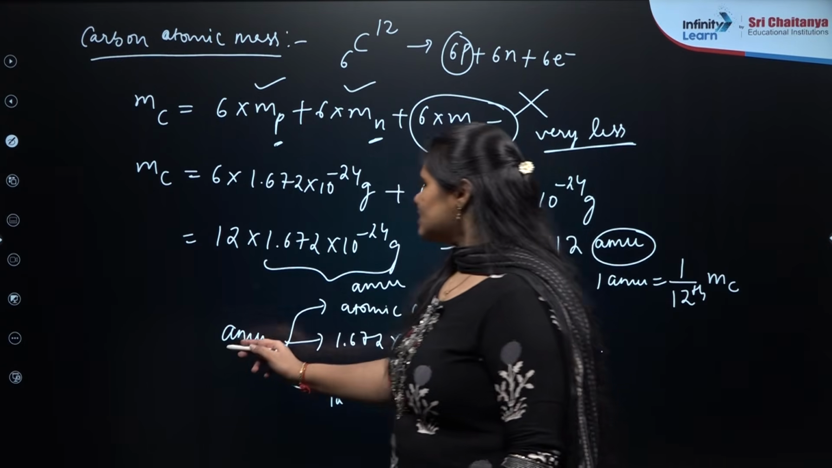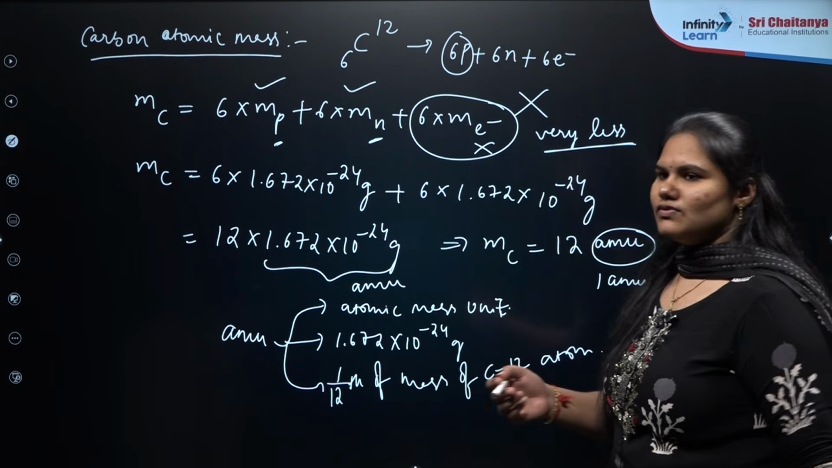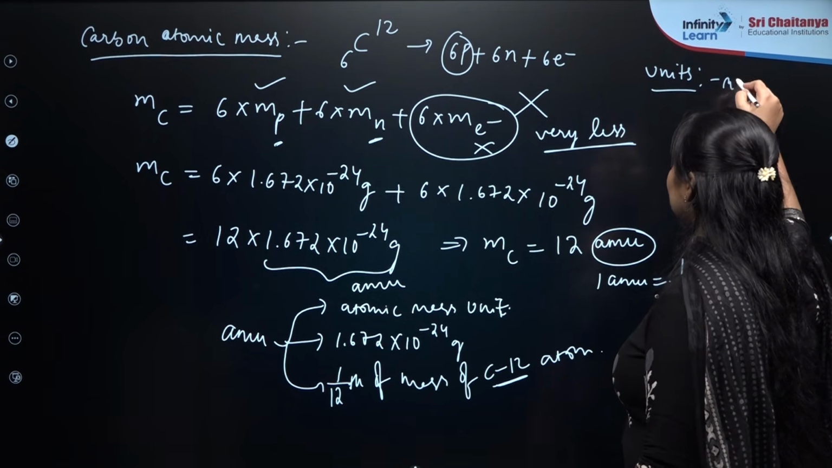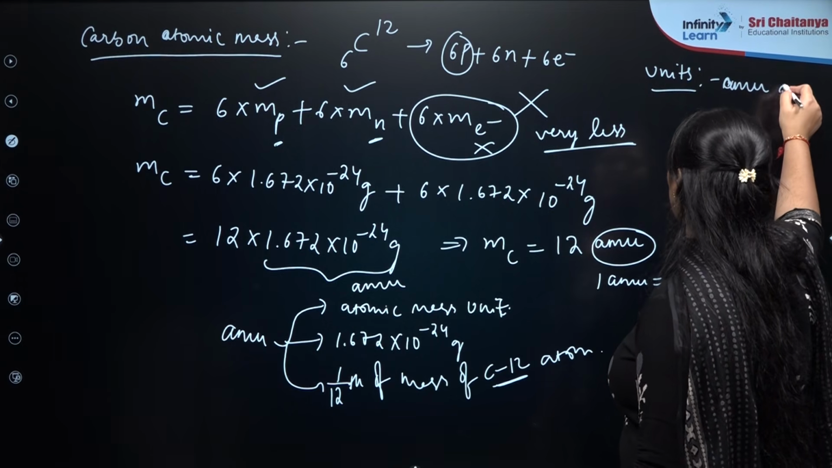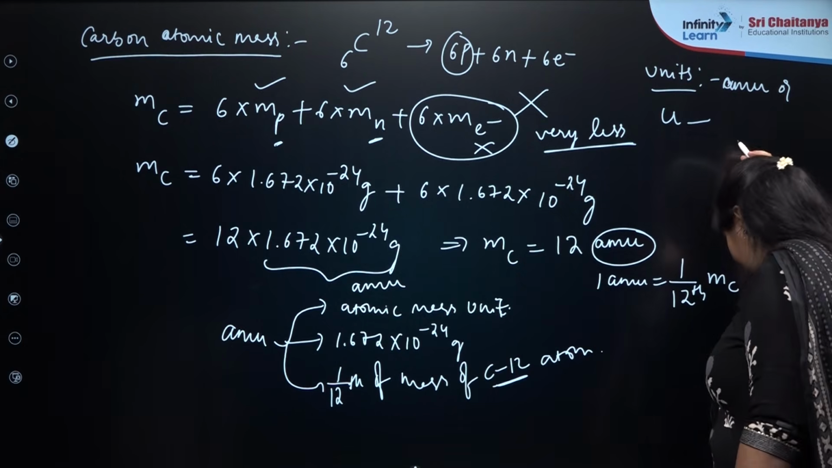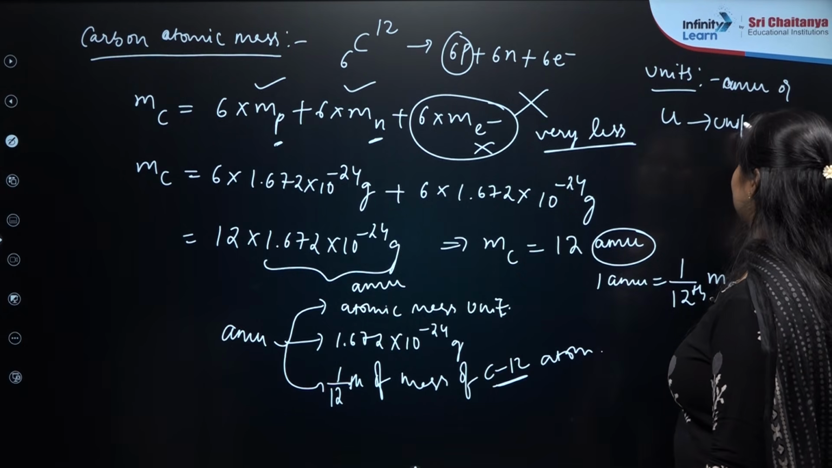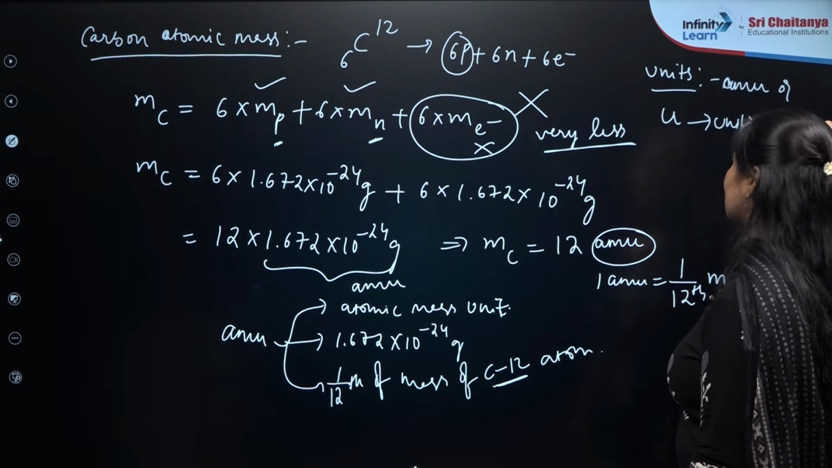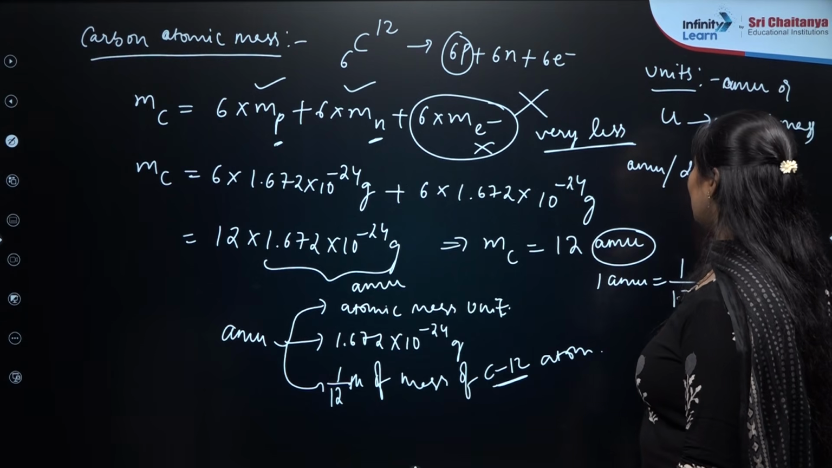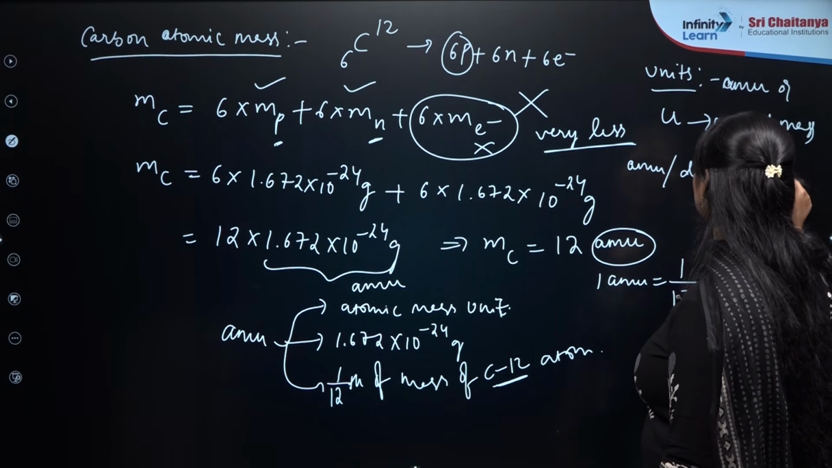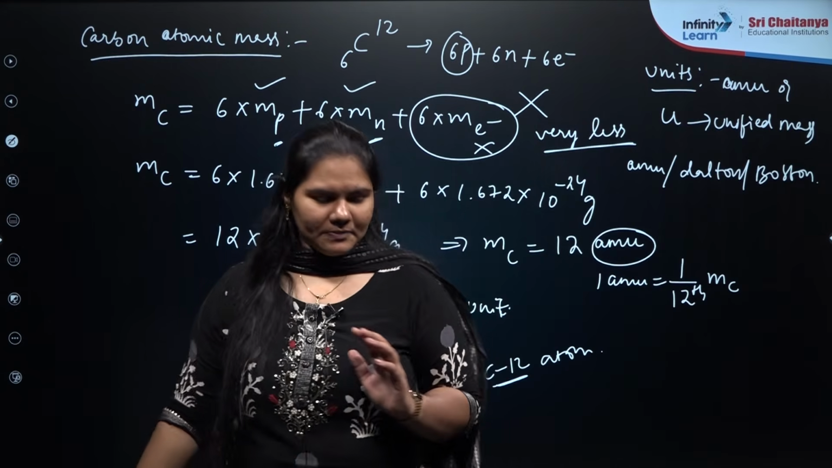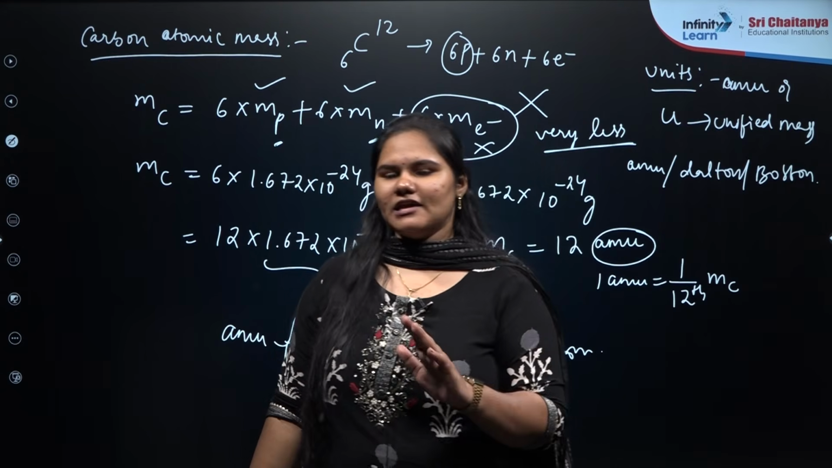Okay. So now this AMU has other names, like we can use other units for atomic mass. The first one is AMU, of course this is the most used one, or we can even use U. What is U, Nana? U is nothing but unified mass. So this has other names as AMU, Dalton, Boston, Avogadro, something like that. But all of that is just for your understanding purpose only. The one which we use more is AMU or U.